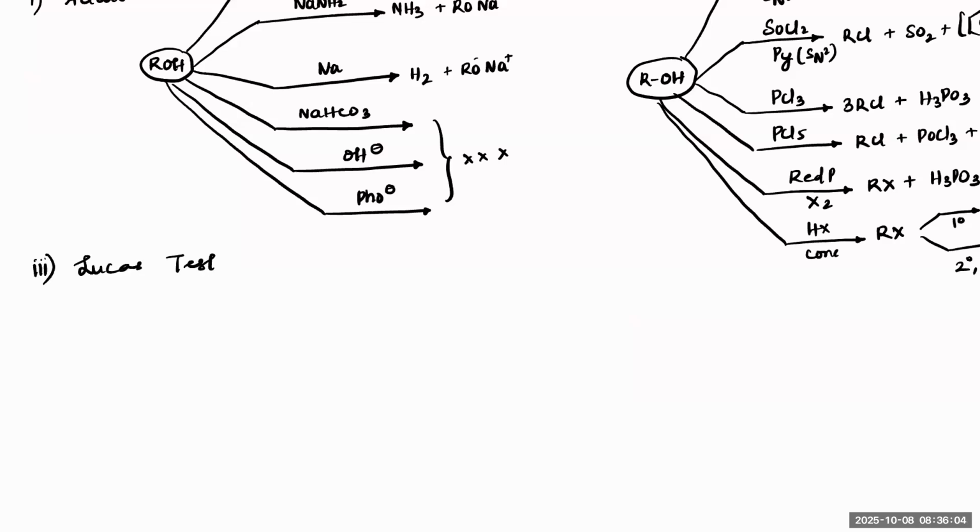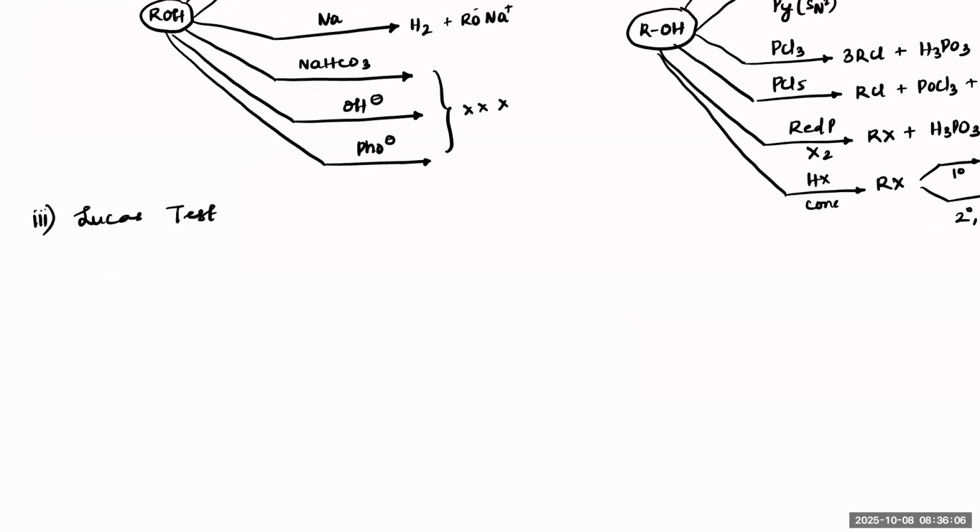Third is about the Lucas test. When a 3 degree alcohol reacts with HCl in the presence of anhydrous ZnCl2, it will convert into a 3 degree alkyl halide. Turbidity forms immediately. This is an immediate turbidity.